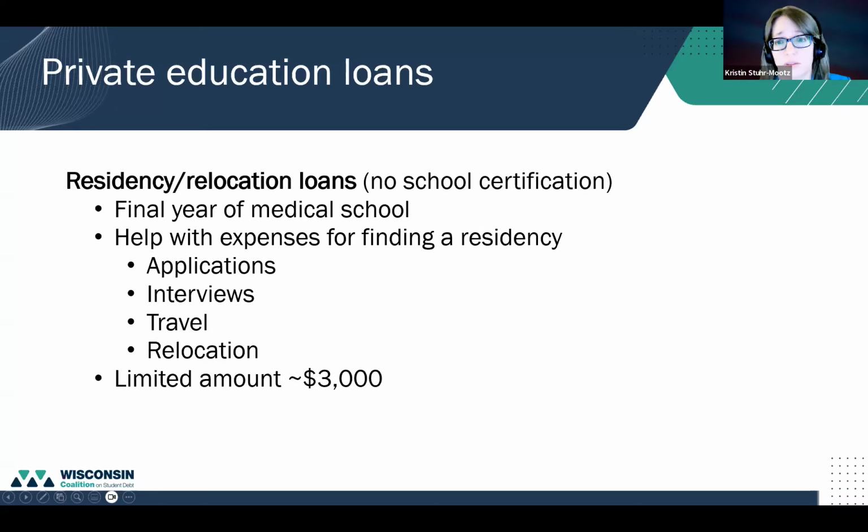And then finally, there's another private loan option that can help fill in some gaps, especially near the end of your program. There are options for a residency and relocation loan that does not require school certification. So for this one, you generally have to be within 12 months of graduation to be eligible. It does have a cap, so usually it's for $3,000 or less, and it is meant to help with expenses. So it's associated with finding a residency, including applications, interviews, travel, and relocation after graduation.